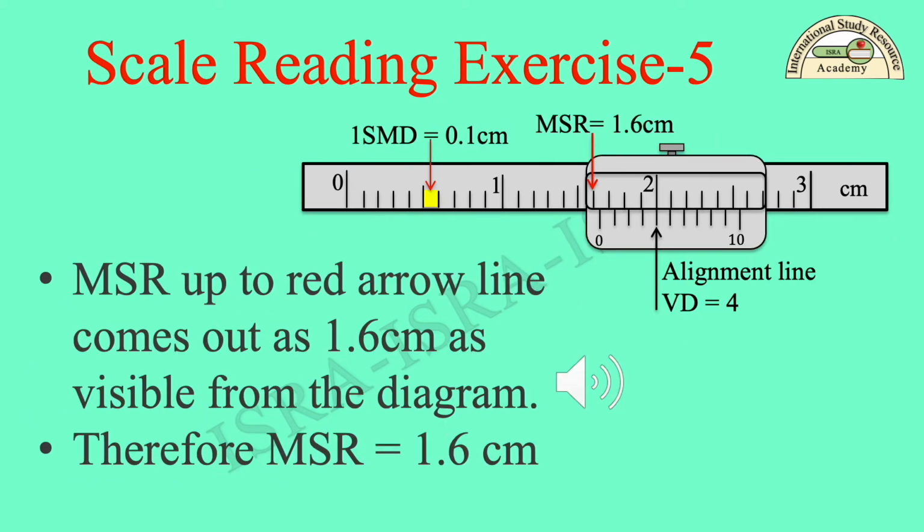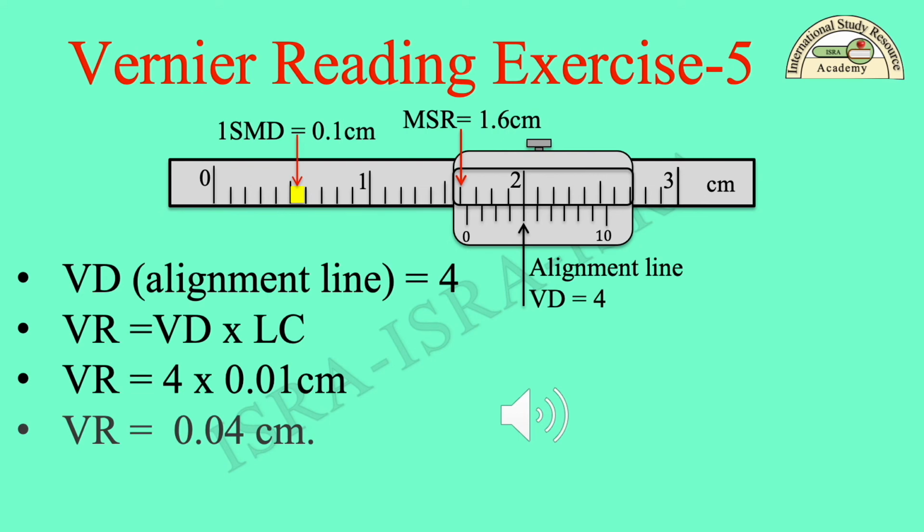Scale reading exercise 5. MSR up to red arrow line comes out as 1.6 cm as visible from the diagram. Therefore, MSR equal to 1.6 cm. Vernier reading exercise 5. Look at the image closely for alignment of scale lines of MSR and VR. Here the alignment line shows VD is equal to 4. Therefore, VR is equal to VD times least count, or VR is equal to 4 times 0.01 cm. The final value of VR equal to 0.04 cm.